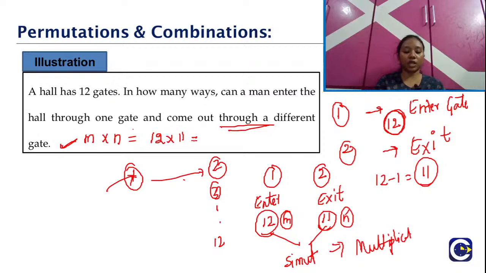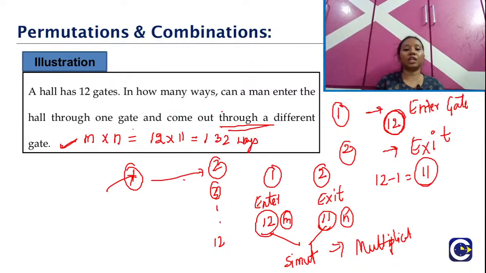Right. So 12 cross 11 will be our final answer here. The only thing we have to identify here is whether the two experiments are performed simultaneously or exactly one of those experiments is performed. That is the thing we should be aware of. So here it is a multiplication principle. So m cross n, that is 12 into 11, which is 132 ways.